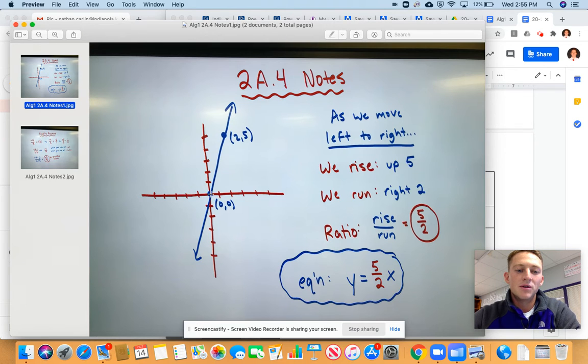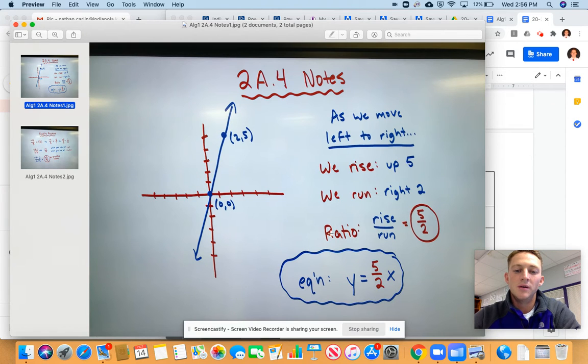And again, they give us 2 points on this line. We have (0, 0) and (2, 5). So (2, 5) means we're going right 2 and up 5. So from left to right, we're moving to the right on the x-axis. We are going up 5, we are rising 5, and we are going over 2. We're rising 5 and running 2. So we rise up 5, we run right 2.